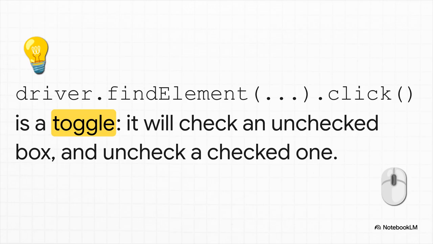And once you've told Selenium how to find it, here's where the magic happens. You just use the .click command. But the really cool thing about .click is that it's a toggle. If the box is unchecked, this command will check it. If it's already checked, the same command will uncheck it. Super handy, right? It keeps our code nice and simple.